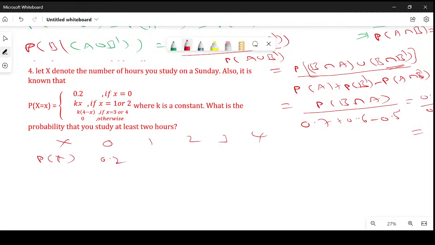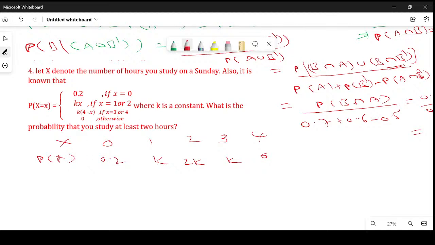When X is equal to 1, K into 1, K. When X is equal to 2, 2K. Correct, this is 2K. How? When X equal to 1 means 1 into K, 2 means 2 into K. When X equal to 3, 4 minus 3, again it will be K. When X equal to 4, 4 minus 4, that will be 0. Even for more than 4, otherwise that will be 0.